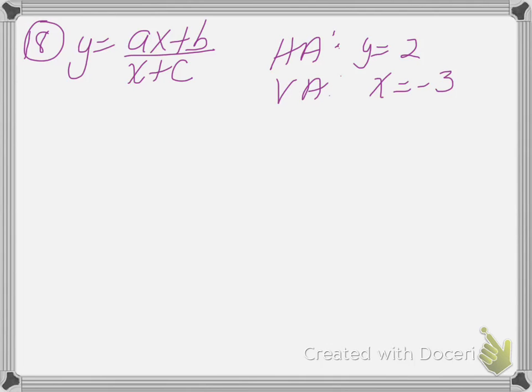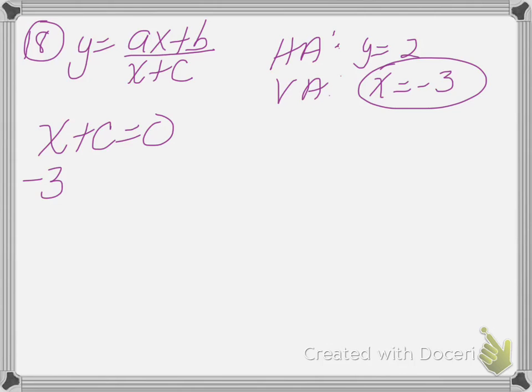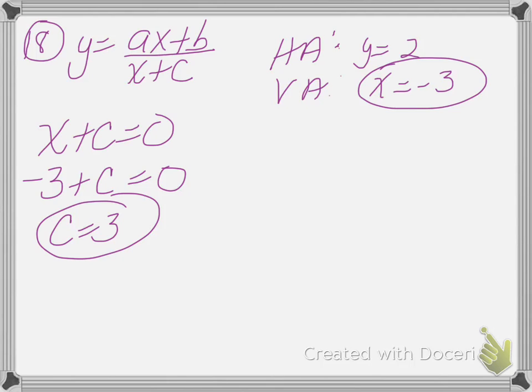Okay, so this is number 18, and this will finish the sheet. So this is about asymptotes, and I've already written all the information. And so how do we get a vertical asymptote? By setting the denominator equal to 0. And you were given that the vertical asymptote happens when x equals negative 3. So let x equal negative 3. And you get c equals 3. So that's the first part.